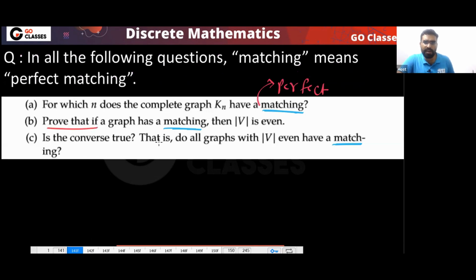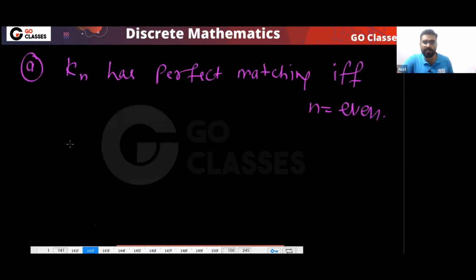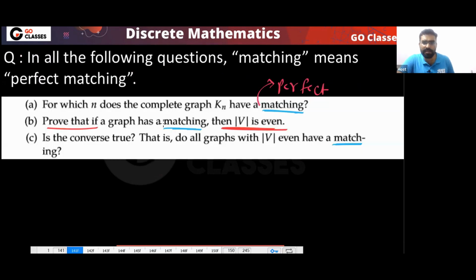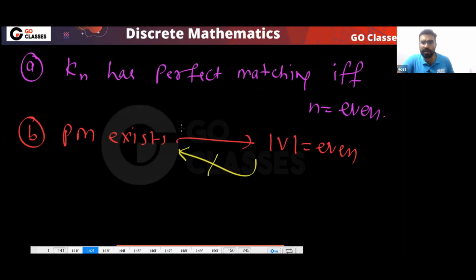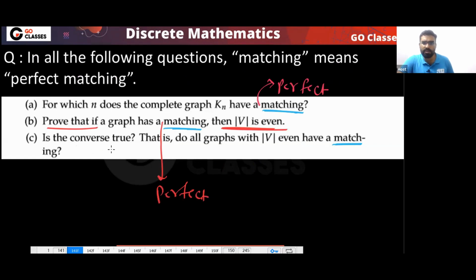Prove that if a graph has a perfect matching, then the number of vertices will be even. This we have already seen. Here you must have a perfect matching. If a perfect matching exists, then the number of vertices will be even. But the number of vertices being even does not imply a perfect matching. This we already know. Next, is the converse true? No, the converse is not true.